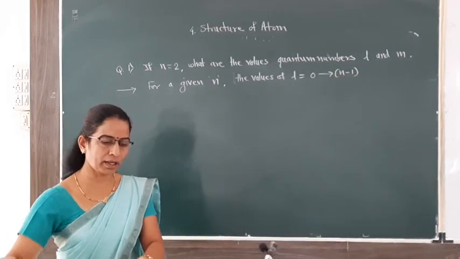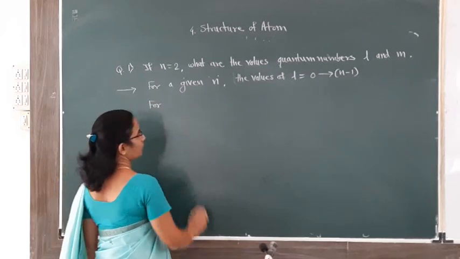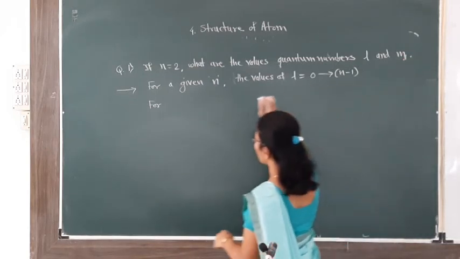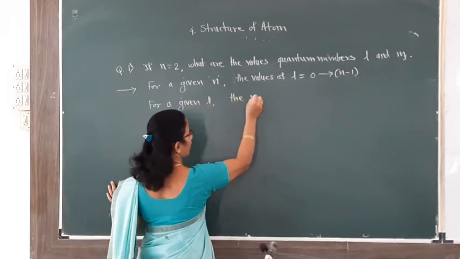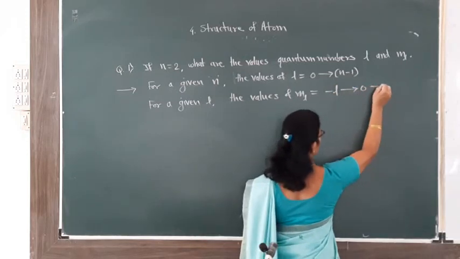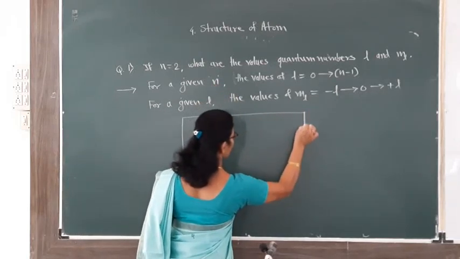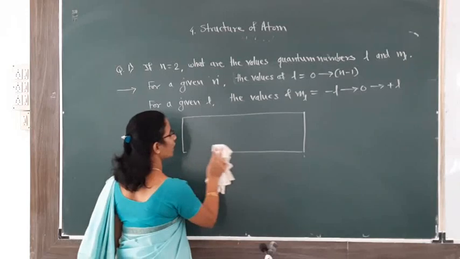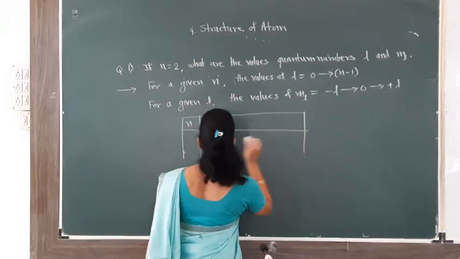Okay, I will show those values later on. Similarly, you have to find the values of ML. The values of ML depend upon the values of L. So we know that for a given L, the values of ML range from minus L, pass through 0, and end with plus L. So with the help of these two formulae, you can easily find the values of L and ML. For that purpose, I will show the values in a chart. In the first column, I will show the value of n. Here, n is equal to 2.